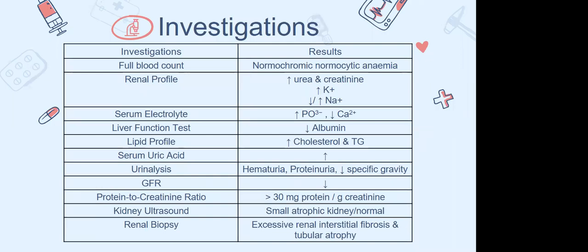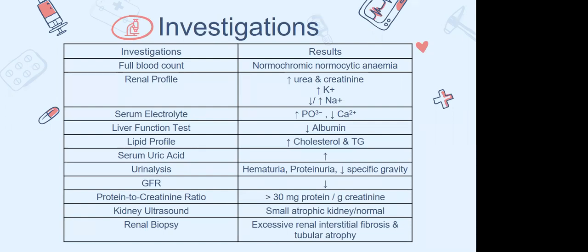Next, we will take a liver function test. In patients who have chronic kidney disease, they will have hypoalbuminemia. We also check the lipid profile, where there is hyperlipidemia, increased cholesterol and also triglyceride. We also check serum uric acid, usually high in the blood. The next one is urinalysis.